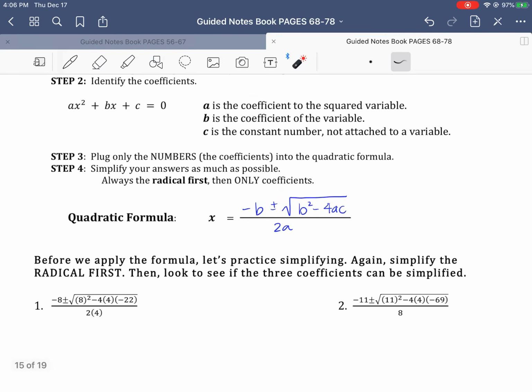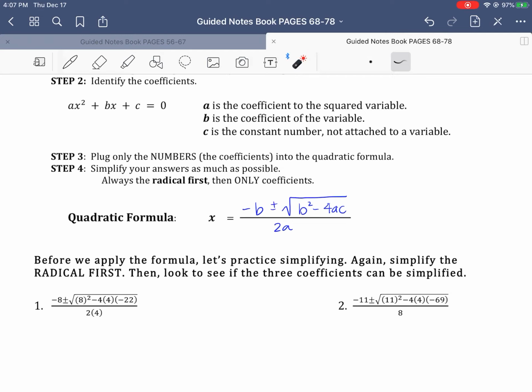So we want to look at this formula. Before I just identify my own a, b, and c and go ahead and plug it in, we're going to practice simplifying first. Once you've plugged it into the formula, it's going to look something like this. Notice everywhere we input a variable, we put parentheses around it just to make sure that we are putting that in correctly. So if this is what we're looking at, we've got negative 8 plus or minus the square root of 8 squared minus 4 times 4 times negative 22, all over 2 times 4.